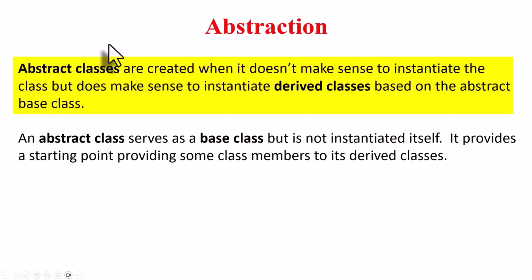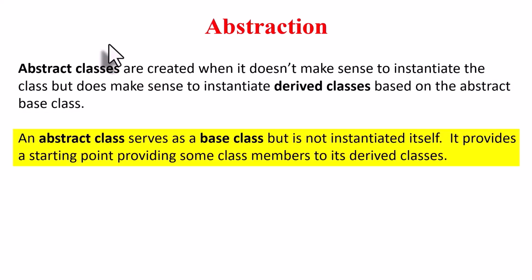Abstract classes are created when it doesn't make sense to instantiate the class, but it does make sense to instantiate derived classes based on the abstract base class. An abstract class serves as a base class, but is not instantiated itself. It provides a starting point, providing some class members to its derived class.